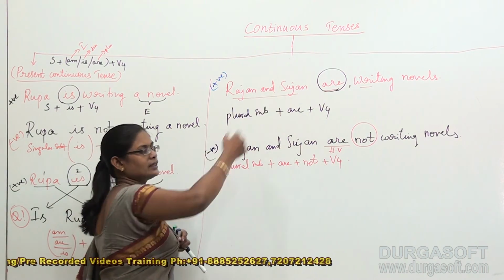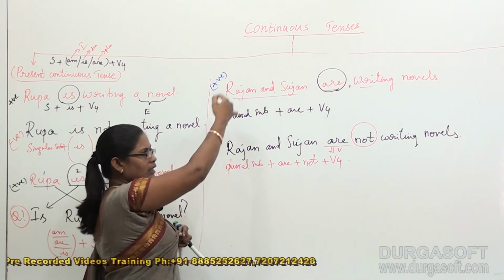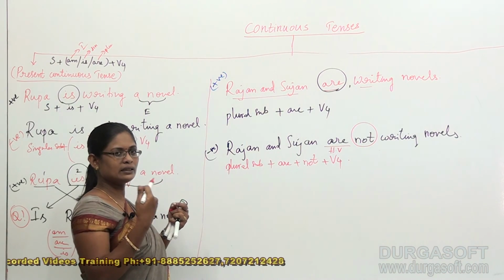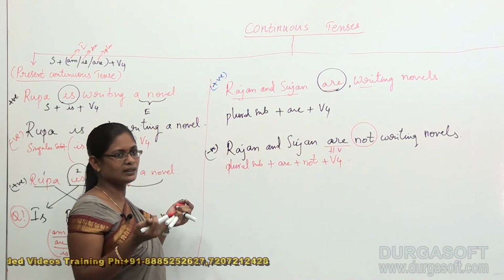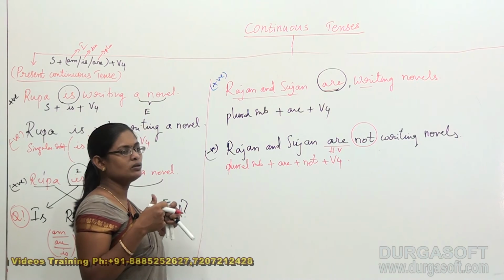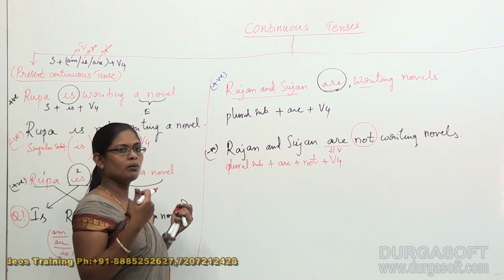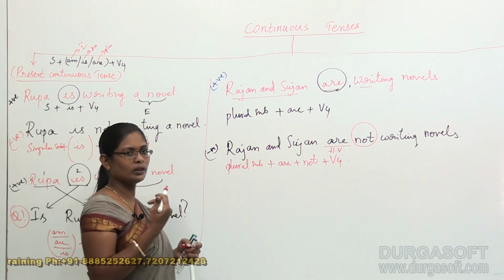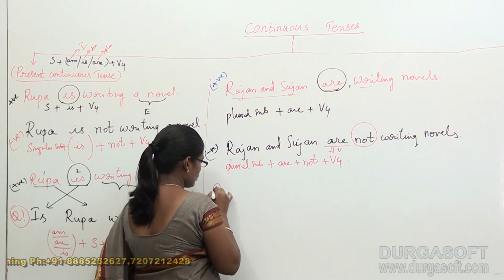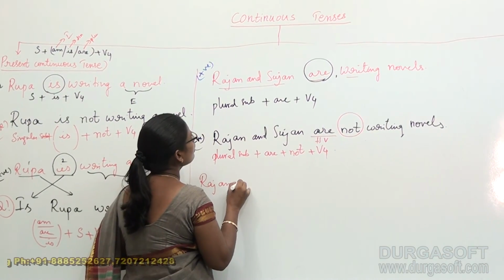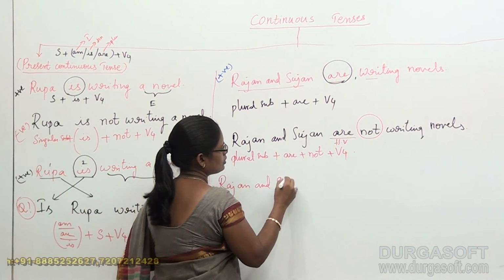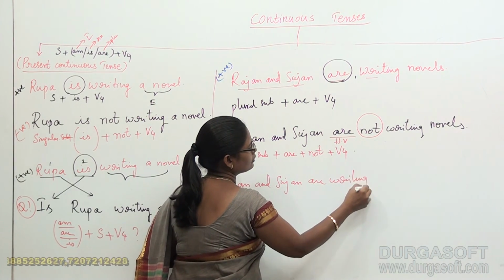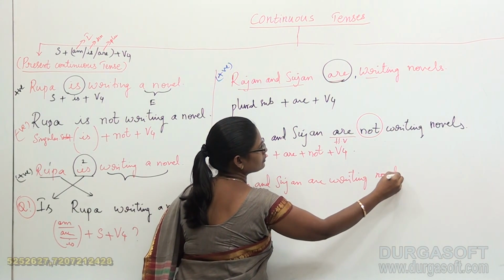Once again, let us take the same example down. Directly we can deal with it once you get habituated to framing different sentences from a given sentence. But as of now, to make our understanding more clear, we would like to take once again: are Rajan and Sujan writing novels?